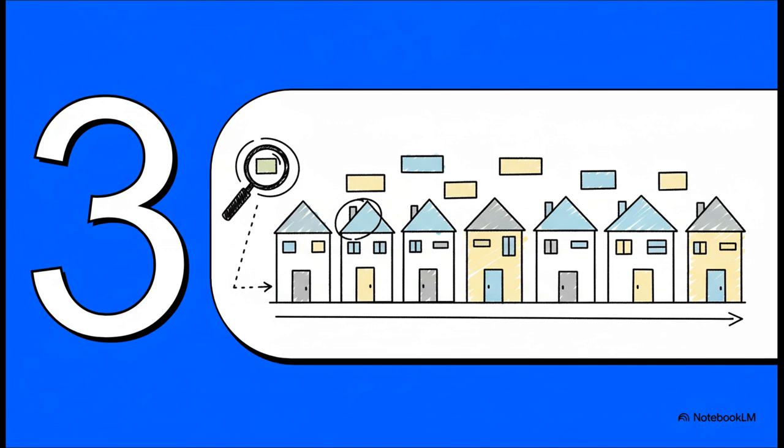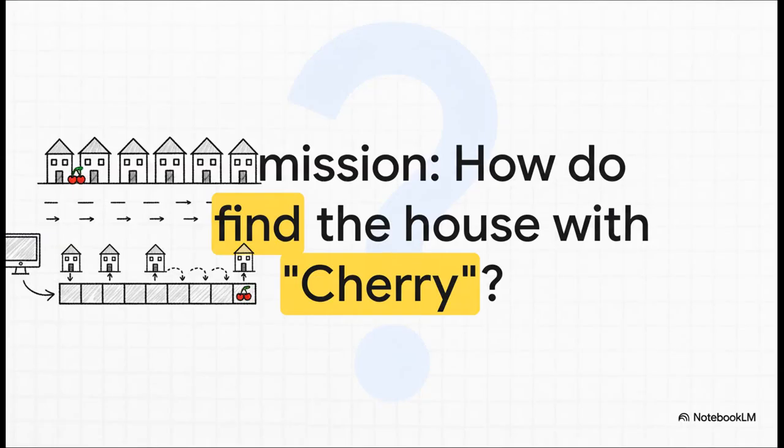Okay, so our data now has a home, and it has an address. We have a perfectly organized street. So how do we actually find what we're looking for? Well, we use the most straightforward method you can possibly imagine. We just start at the beginning and go door to door. Let's give ourselves a little mission. We need to find the house that's holding the word cherry. We don't know its address, so we're just going to have to go looking for it. How would a computer do this in a logical way?